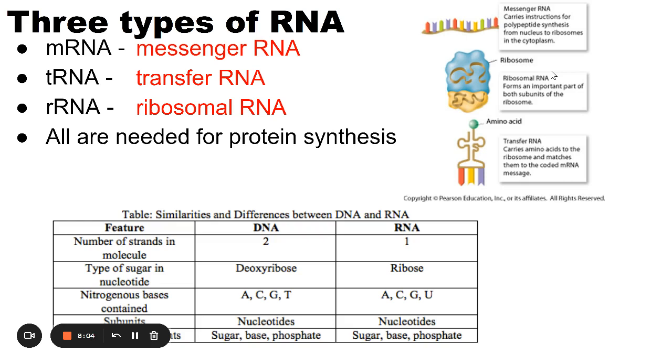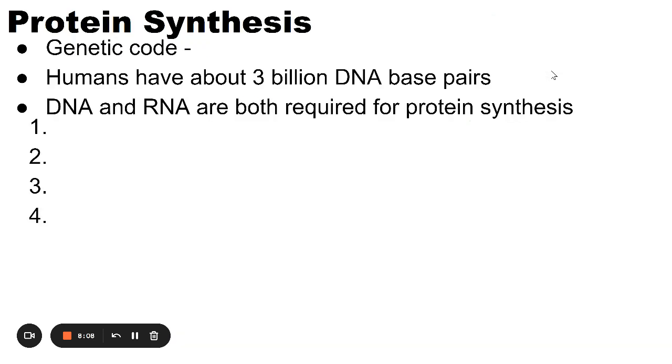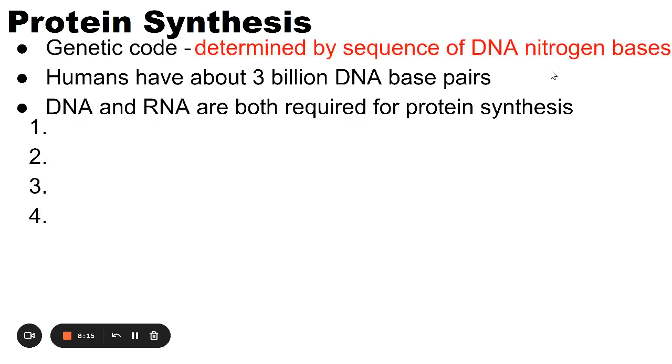They're the same in that they're both made of nucleotides linked together, and they have the same basic components. So let's talk about how this happens. Our genetic code, we already have said, is the sequence of bases we each have. That's what gives us our traits. We have about 3 billion of those letters that make up our genetic code in each of our cells.